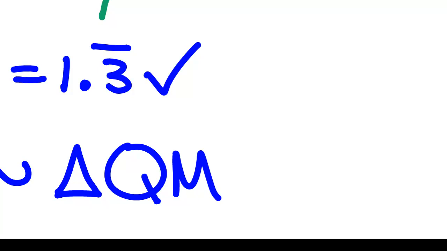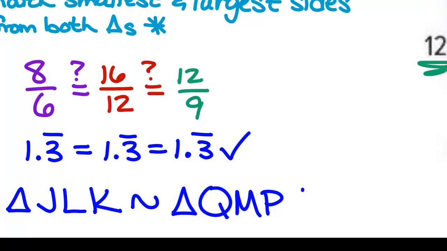And so that just leaves K. K is across from the medium-sized side. Which one over here is across from the medium-sized side? We already used Q. We already used M. So it would have to be P. These are similar by side, side, side similarity.